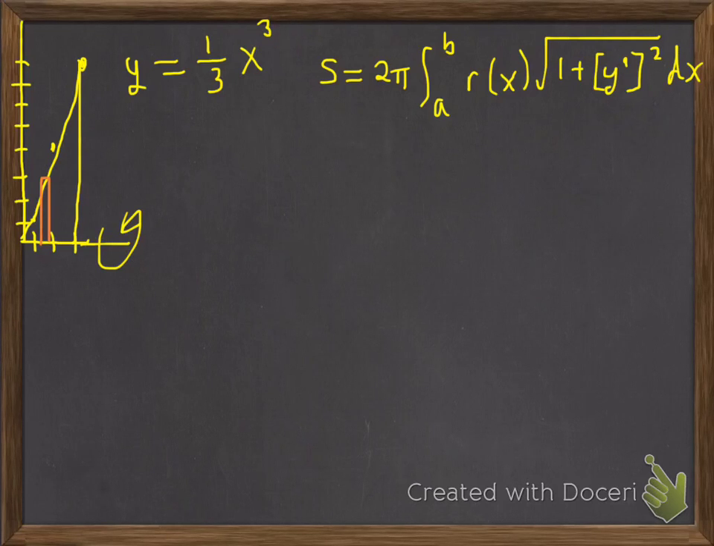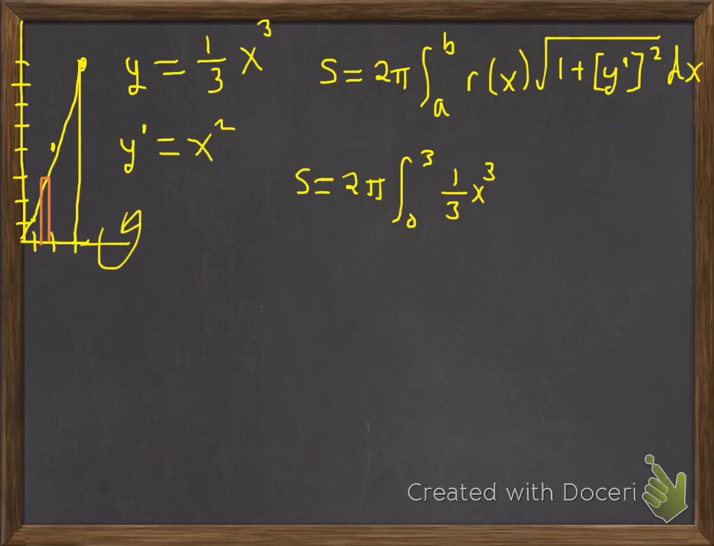And so we'll go ahead and take the derivative here. So y prime is going to be x squared. So specifically, our surface area of revolution is 2 pi integral from 0 to 3. And then our radius function is 1/3 x cubed, and that's the distance between the function, the graph, and the axis of revolution, which most of the time is just going to be your function. And in this case, it's y equals 1/3 x cubed. And then the square root of 1 plus x squared dx.